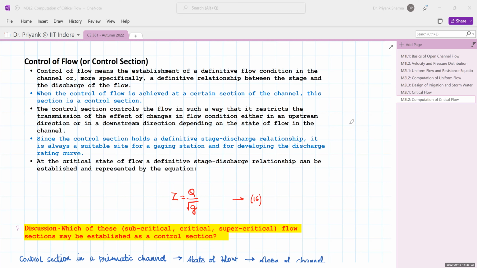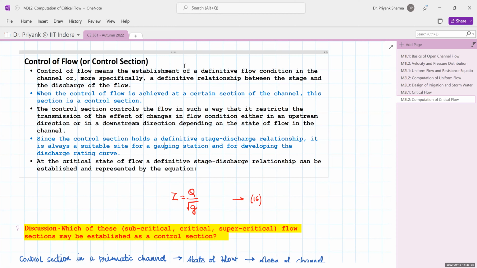But there comes one critical point at which, for a given discharge, you have only one depth possible, and thus the critical stage of flow, where you have a definite stage and discharge relationship, is called a control section. So always wherever you find that the critical flow is established, that particular point is called a control section, and such a site is always suitable as a gauging site where you can measure the flow in a river and develop the discharge rating curve. So that is called a gauging site.